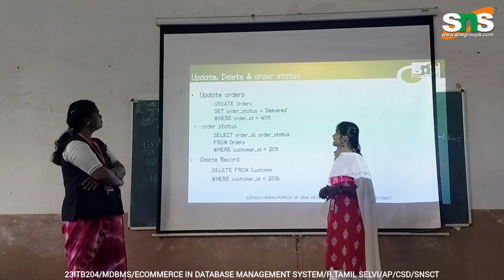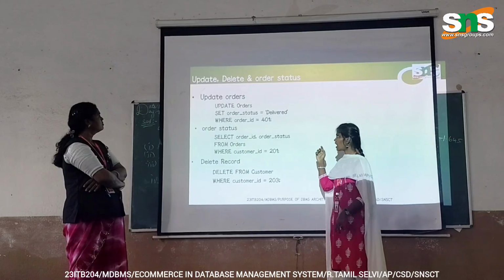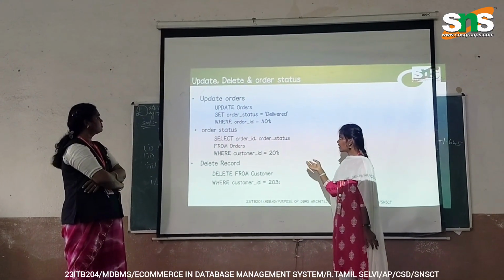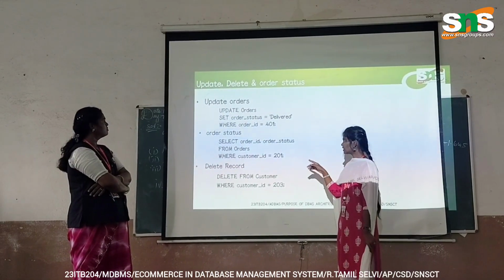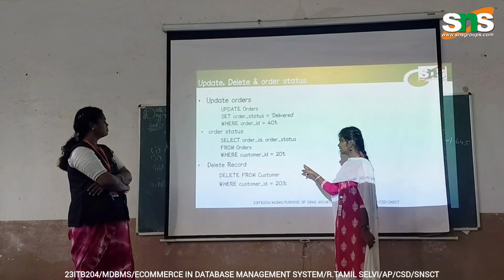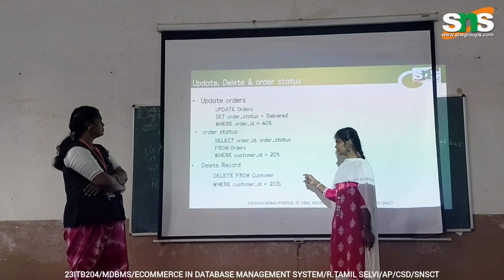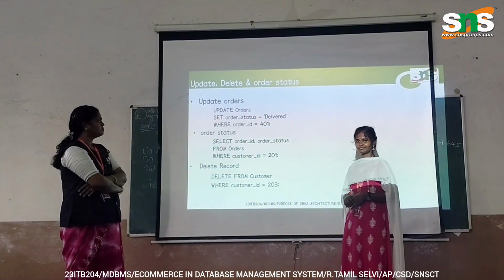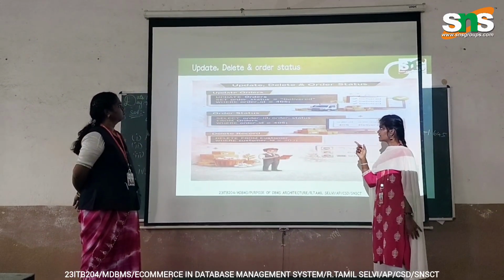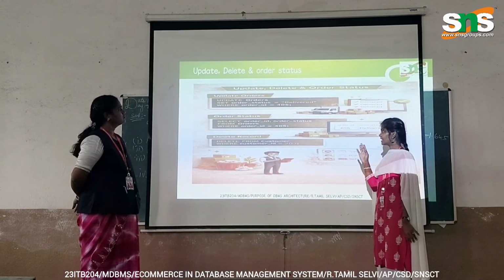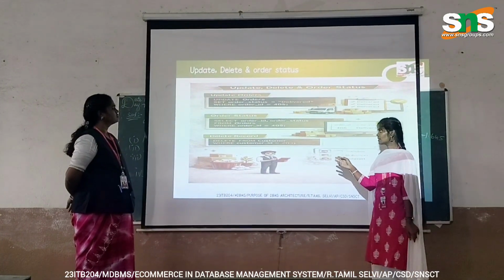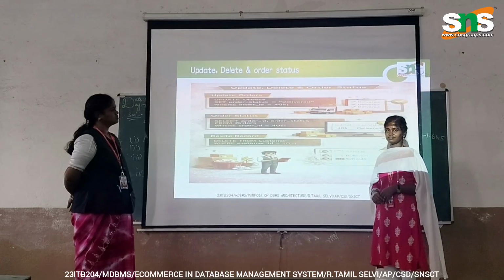Next, we use update, delete, and order here. We are going to update the order status where order ID is 405. Order status we are going to update. Select order ID, order status where customer ID is 205. Now we are going to use delete to delete information. We are going to update the order status of order ID 405 as delivered. Here the order status of 405 is delivered, and at last we are going to delete the record 202.